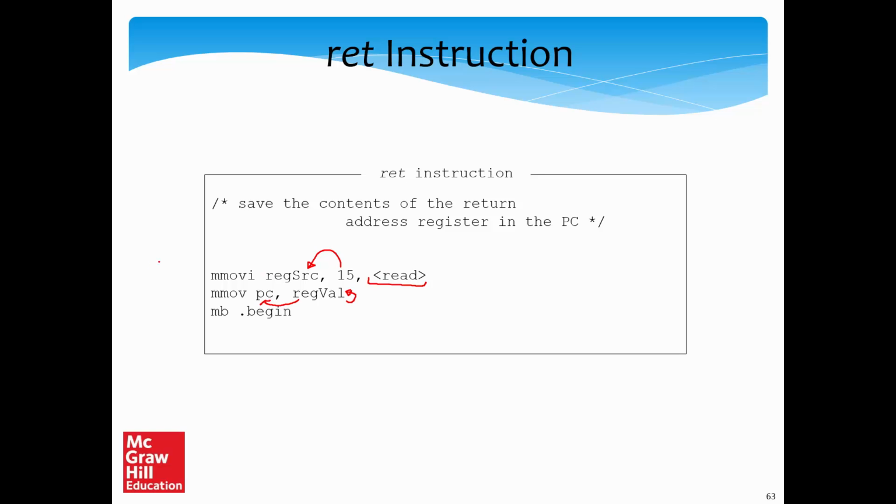Once we have done that, we can again jump to the beginning of the preamble and execute the instruction at the return address.